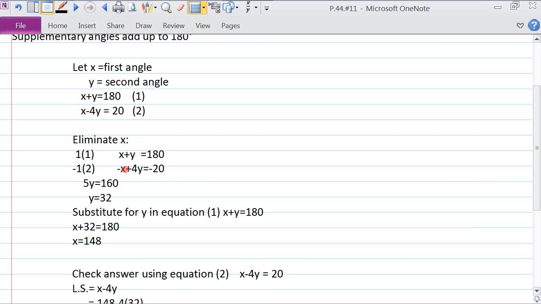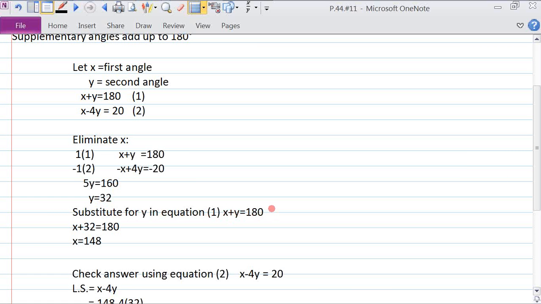So I get minus X. Here I get plus 4Y. When I multiply minus 1 times minus 4Y, I get plus 4Y. And minus 1 times plus 20 gives me minus 20. So we add these up now, and the X term cancels. X minus X is 0. Y plus 4Y gives me 5Y. 180 minus 20 gives me 160. So Y is 32.